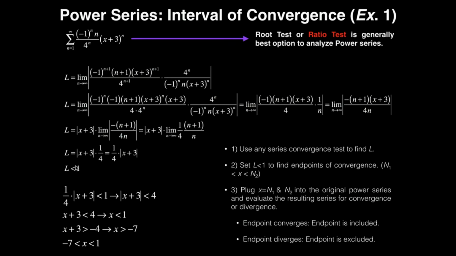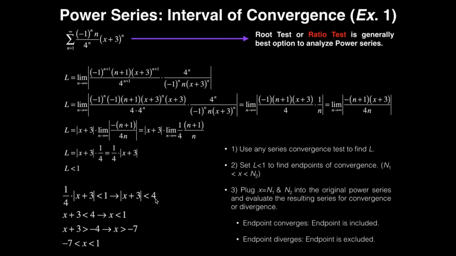Alright, so the first big step is over. Now, this absolute value, particularly the x term, the x plus 3 here, is really, really important. And you'll see why it is now that we're setting the limit less than 1. So we have 1/4 times the absolute value of x plus 3 is less than 1. Alright, let's actually just go ahead and multiply this 1/4 by 4 on both sides. So 4 moves over here, so now we have the absolute value of x plus 3 is less than 4.